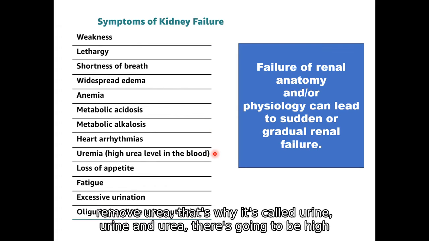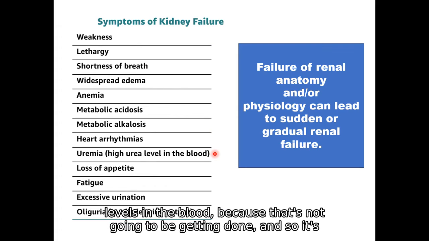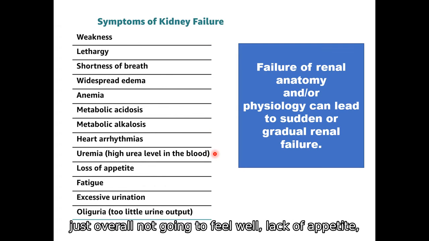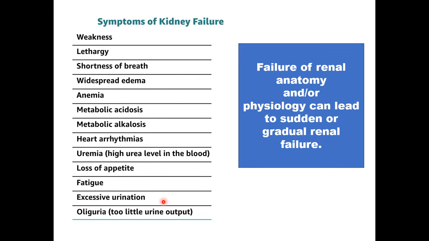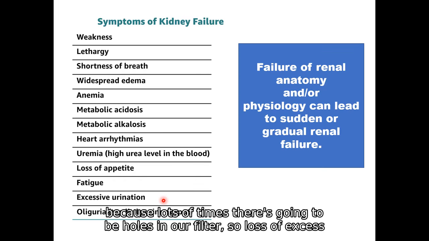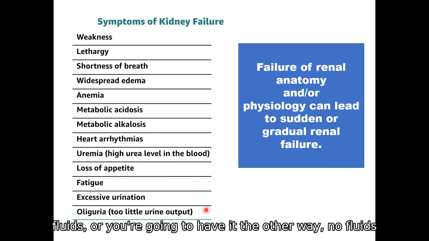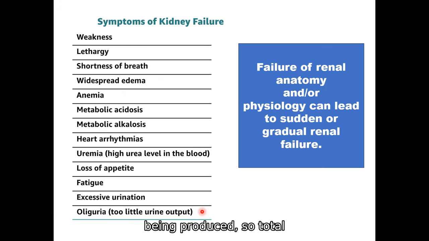And because their job is to remove urea, that's why it's called urine and urea, there's going to be high levels in the blood because that's not going to be getting done. And someone's just overall not going to feel well, lack of appetite, and then excess urination because lots of times there's going to be holes in our filter, so loss of excess fluids. Or you can have it the other way, no fluids being produced, so total kidney failure.